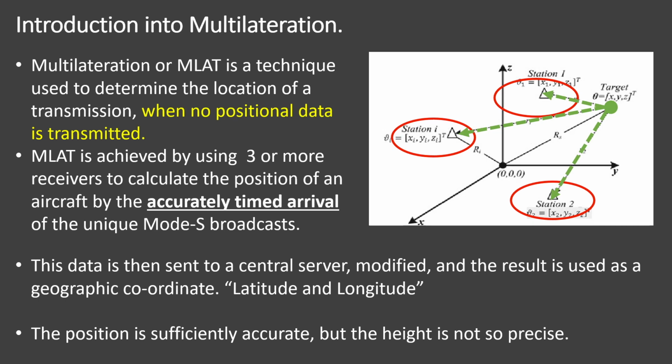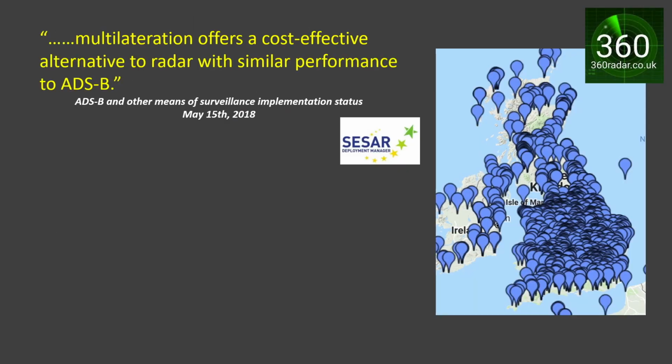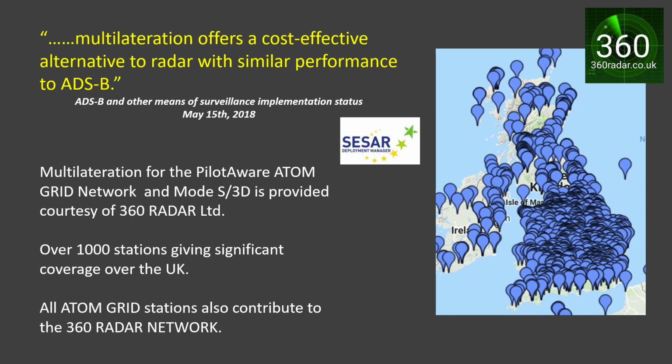However, this doesn't matter as the MODES transmissions contain an accurate altitude from its onboard barometric encoder. But don't just take our word for it. In Europe, multilateration is used extensively as it is very accurate. In the UK, the multilateration data is provided by 360 Radar Limited, who has access to over 1,000 stations, including the contribution from 200 ATOM GRID stations.